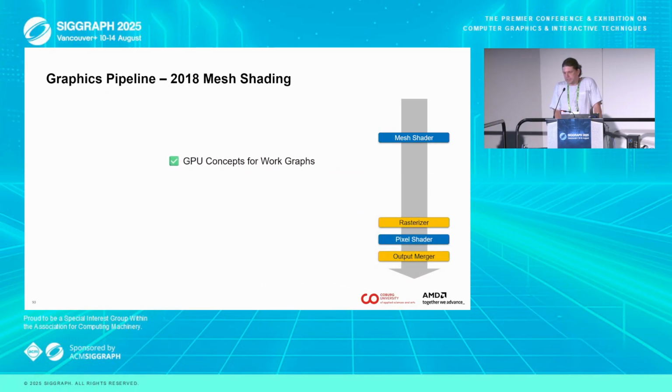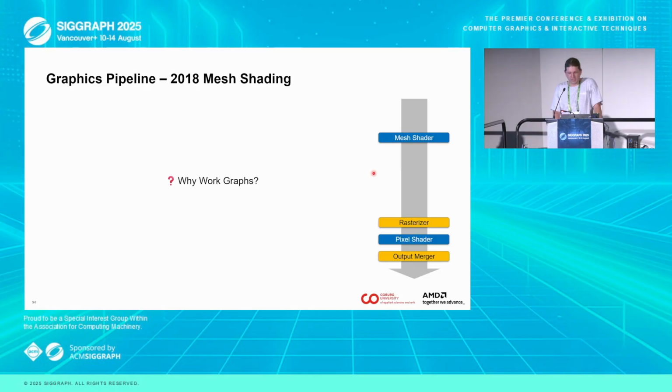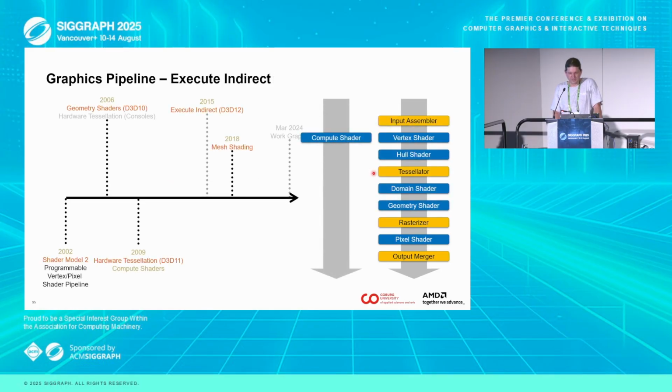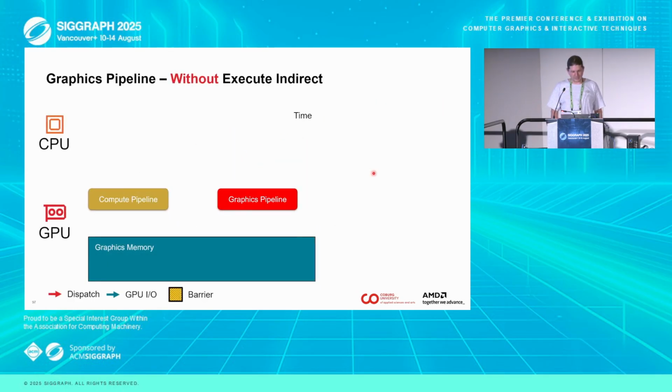So now we have repeated the GPU concepts for work graphs, and I hope we are now all on the same page after a little rush through the history of graphics. But why do we actually need work graphs? To answer this question, we need to look at a concept from 2015 called execute indirect. With this flexibility of the compute pipeline in conjunction with the graphics pipeline, execute indirect became necessary. I'll show you how that works in a minute.